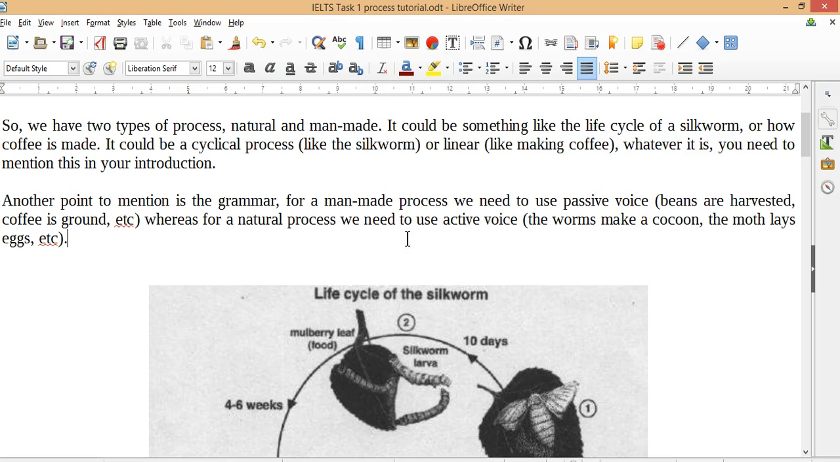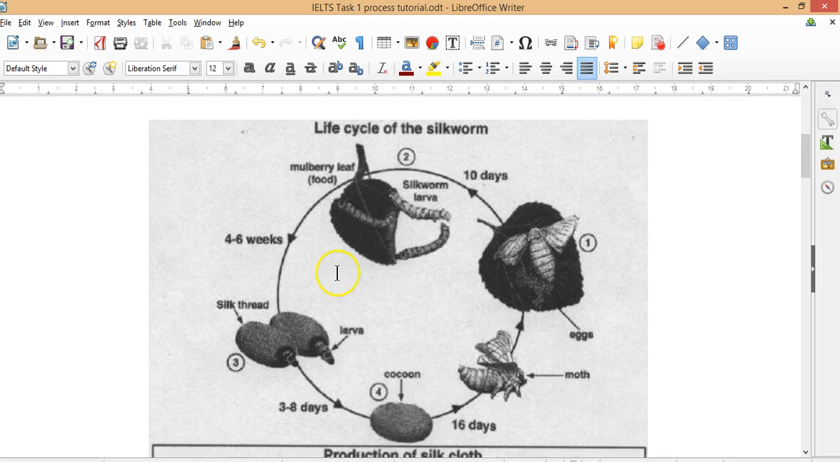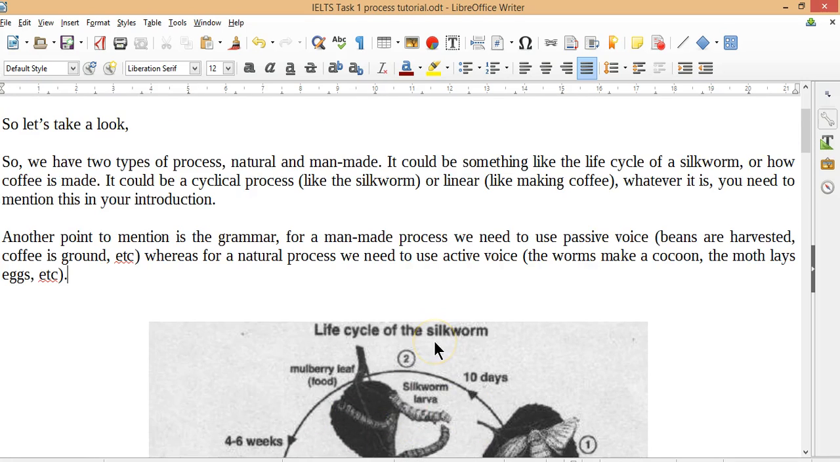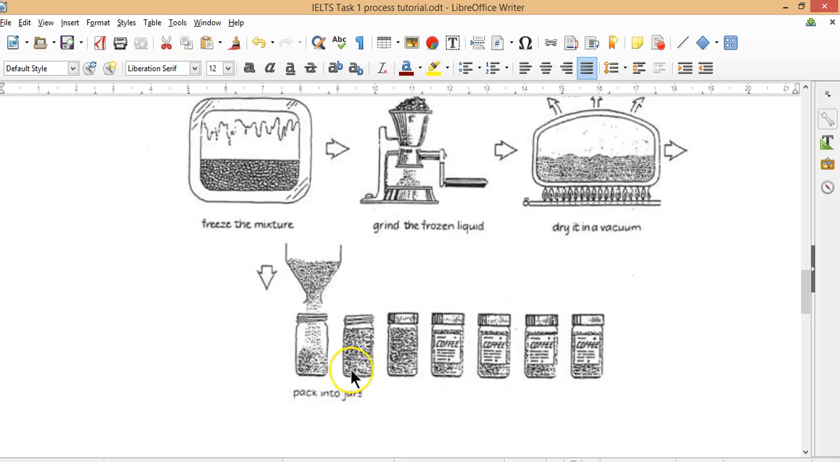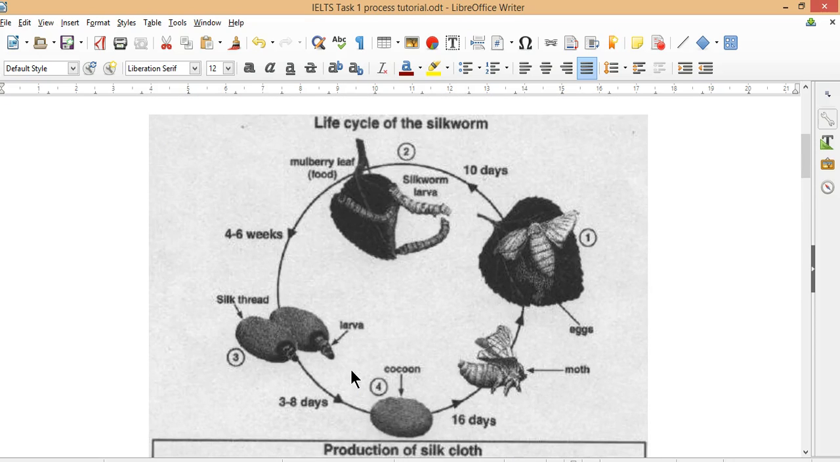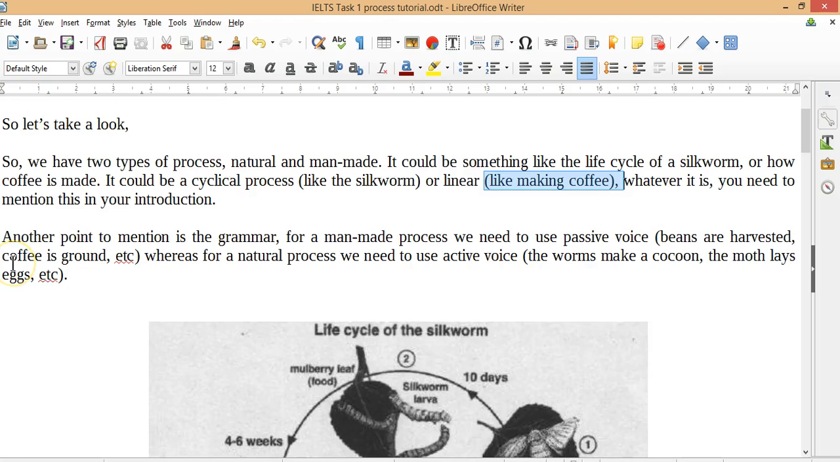Could be a cyclical process like the silkworm because it goes round like in a cycle. It could be a linear process such as making coffee, which is what we're going to have a look at here. So linear process, it has a clear start point. It starts, goes in a straight line, and finishes at the end. It's usually the natural processes that have a cycle, so the moth lays eggs, turn into larva, turn into a cocoon, turns back into a moth, lays eggs, and so on. It goes round and round and round.